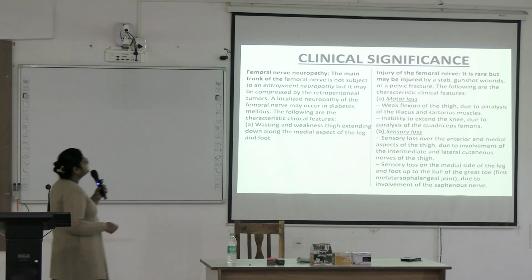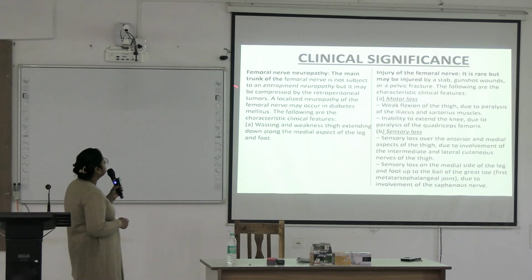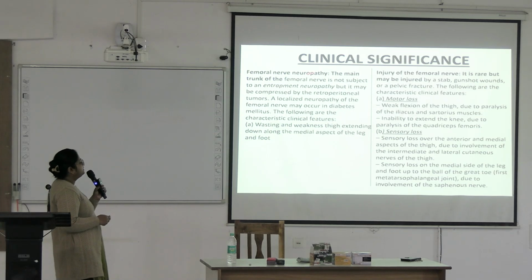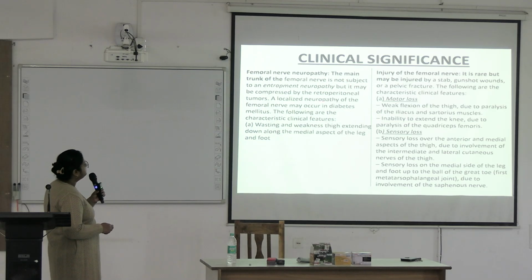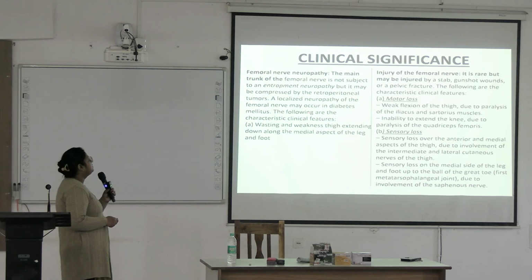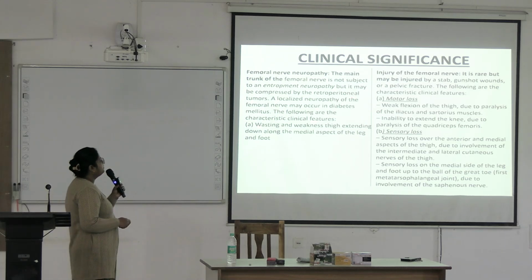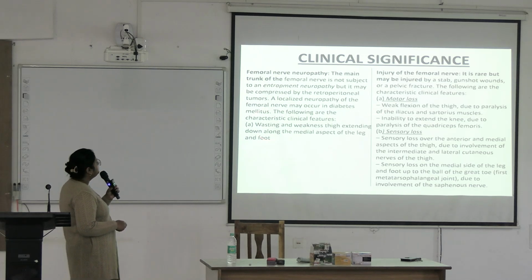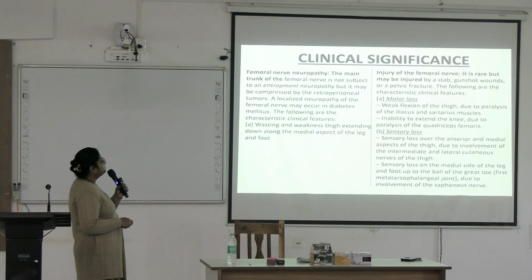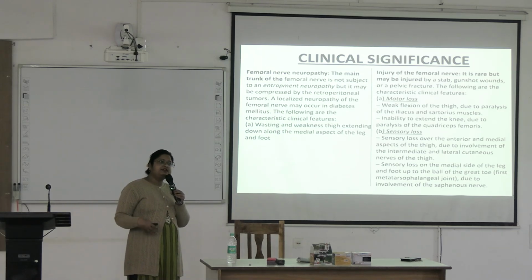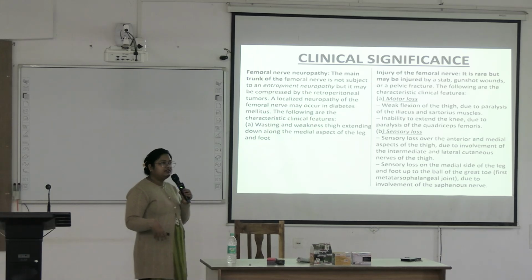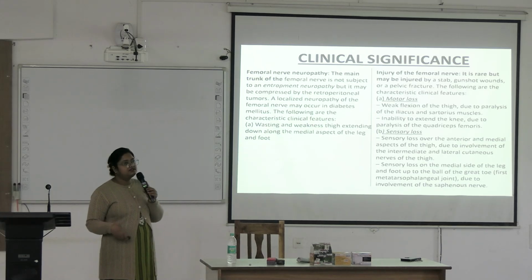So what is the clinical significance in case of injury of the femoral nerve? Femoral nerve neuropathy. The main trunk of the femoral nerve is not subject to entrapment neuropathy, but it may be compressed by retroperitoneal tumors. A localized neuropathy of the femoral nerve may occur in diabetes mellitus, and these will be the clinical features. Wasting and weakness of the thigh extending down along the medial aspect of the leg and the foot. It supplies sartorius and all the quadriceps femoris, so all these muscles will be wasted in case of compression of this nerve.